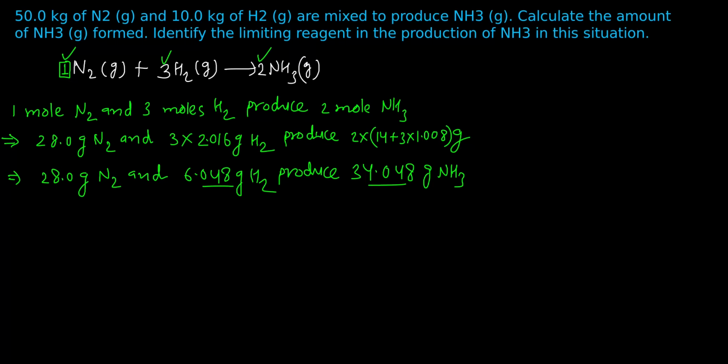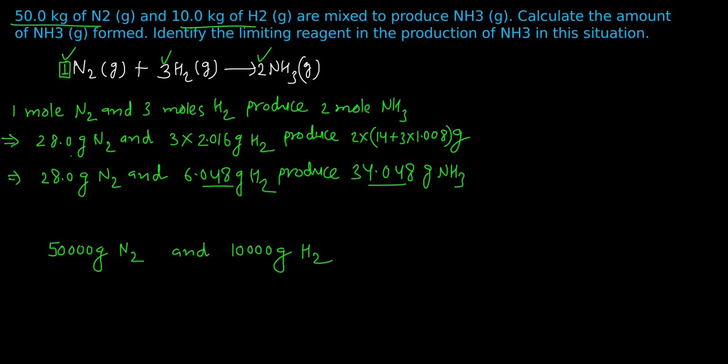So here in the given question, how much nitrogen and hydrogen we have? In the question we have 50 kilogram of nitrogen, means 50,000 gram of nitrogen we have. And how much hydrogen we have? 10 kilogram hydrogen, means 10,000 gram of hydrogen we have, right? So let us see which is the limiting reagent here, means which is present in the sufficient amount and which is present in less than the sufficient amount.